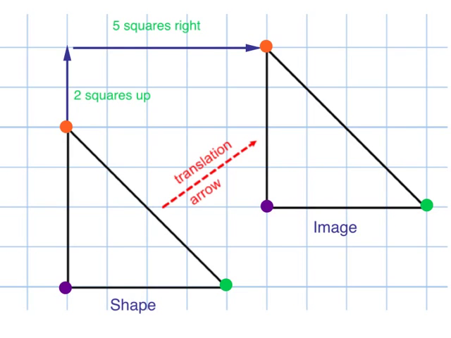So the best way when you are translating a shape is to move it one vertex at a time, the 2 squares up and 5 squares right in this example, and then afterwards, once you have your completed image, you connect the dots and you are sure that you did your translation correctly.